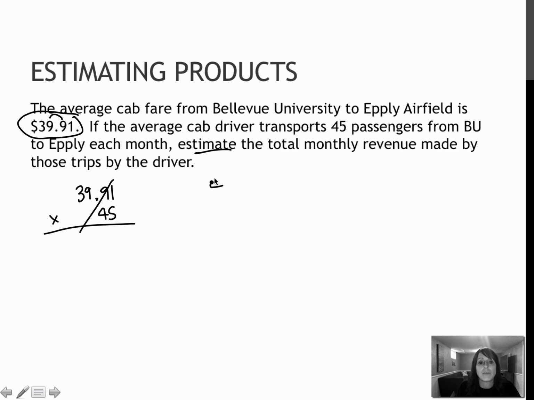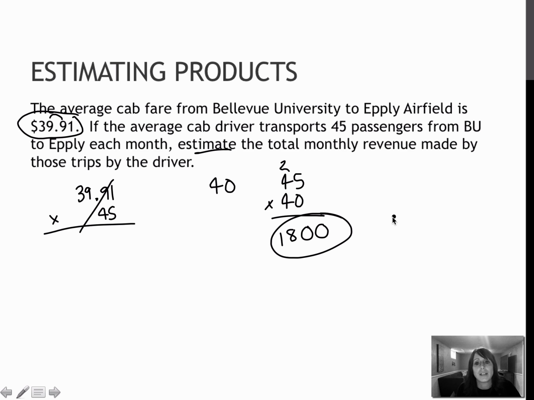is approximately $40. And now I have a choice. I can say 40 times 45, which of course I would have that 0. And then 4 times 5 is 20. 4 times 4 is 16 plus 2. This would be a pretty good estimation. Some might also round the 45 to 40 or to 50. I would say that it's best to multiply the 45 times the 40 instead.